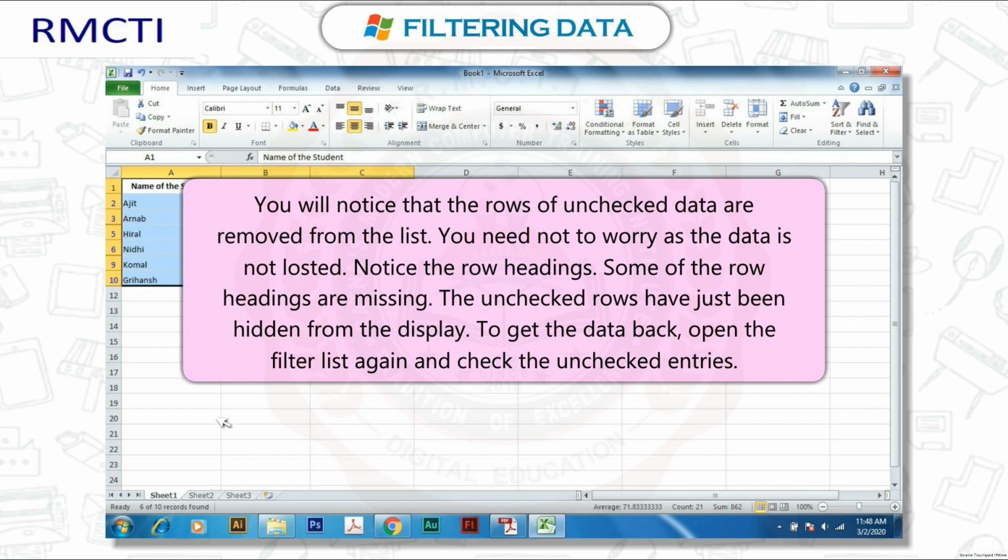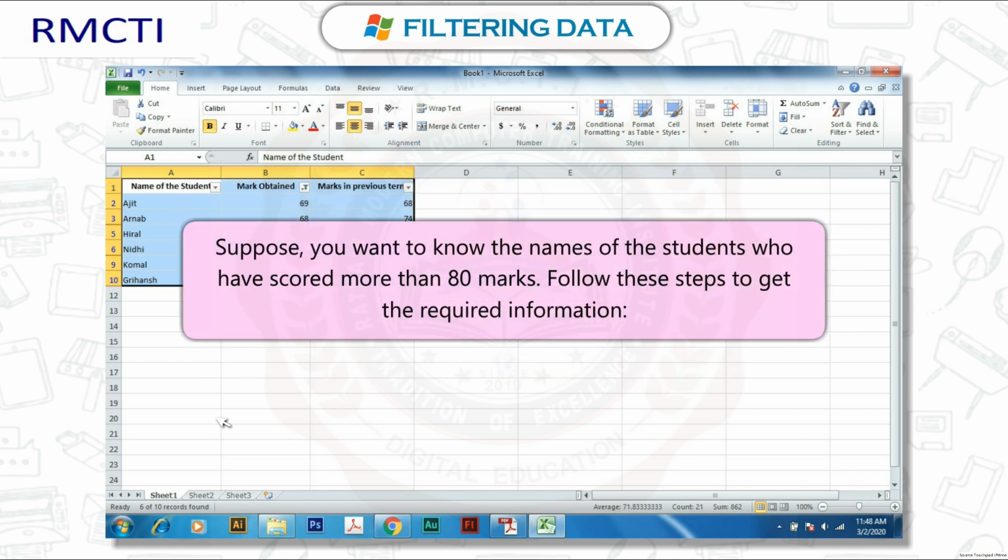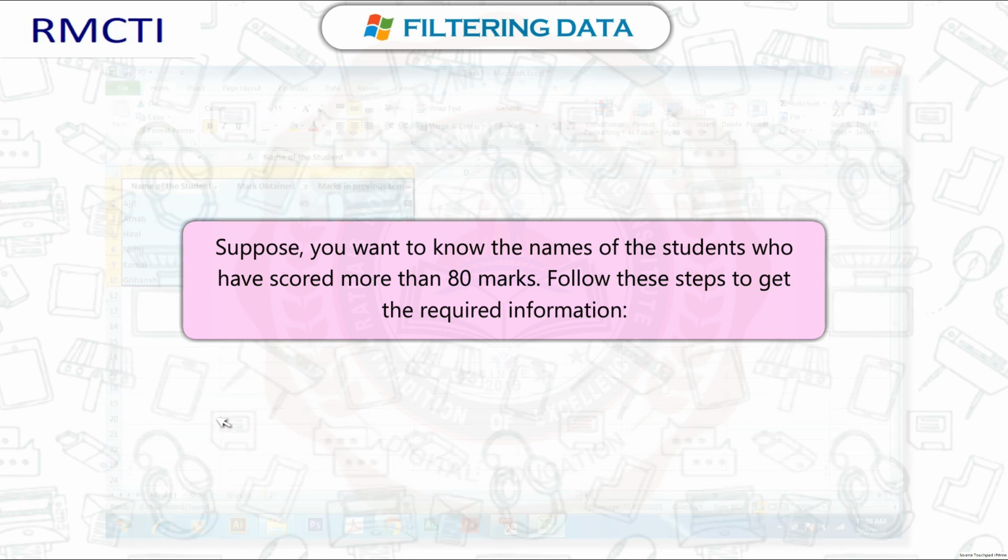You need not worry as the data is not lost. Notice the row headings. Some of the row headings are missing. The unchecked rows have just been hidden from the display. To get the data back, open the filter list again and check the unchecked entries. Suppose you want to know the names of the students who have scored more than 80 marks. Follow these steps to get the required information.